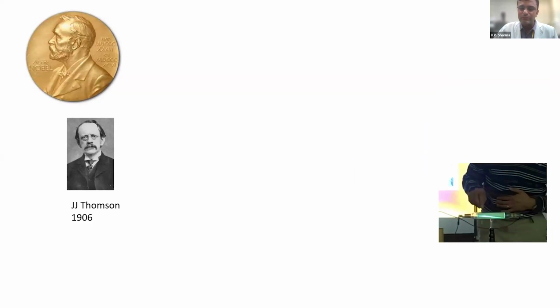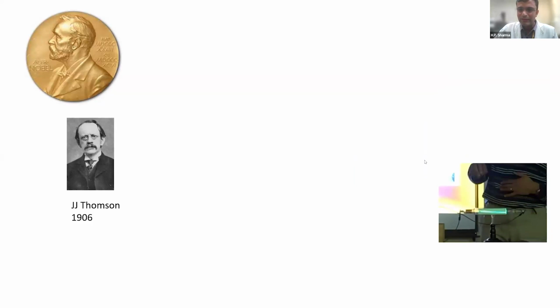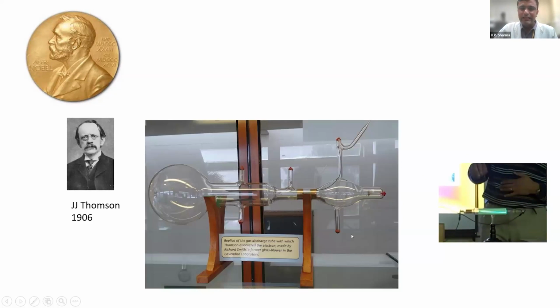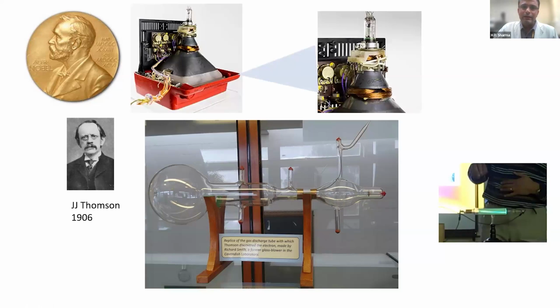A similar kind of experiment was performed by J.J. Thomson. And this is a replica of the gas discharge tube which J.J. Thomson used for the discovery of the electron, for which he got the Nobel. The same kind of cathode ray you must have seen in the old television, when you open the back, you can see an arc lamp, a red colored lamp glowing over there. So this is the magnified image of that.